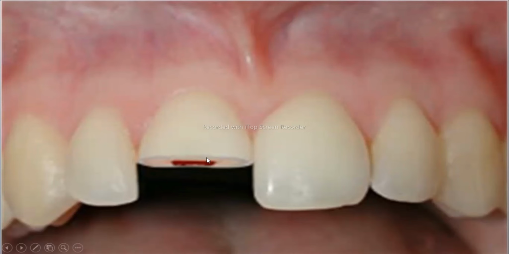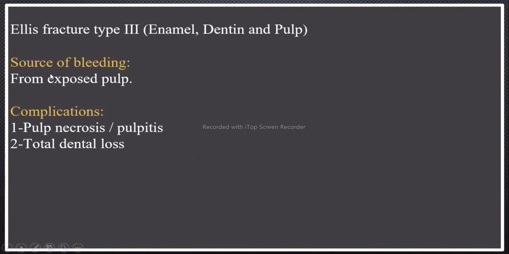And here the blood is coming from the pulp, so the source of bleeding is the exposed pulp. They can ask you directly, where is the site of bleeding? Which layer? Pulp. For complications, they can give you options and you can choose, for example pulp necrosis or pulpitis, maybe total dental loss.